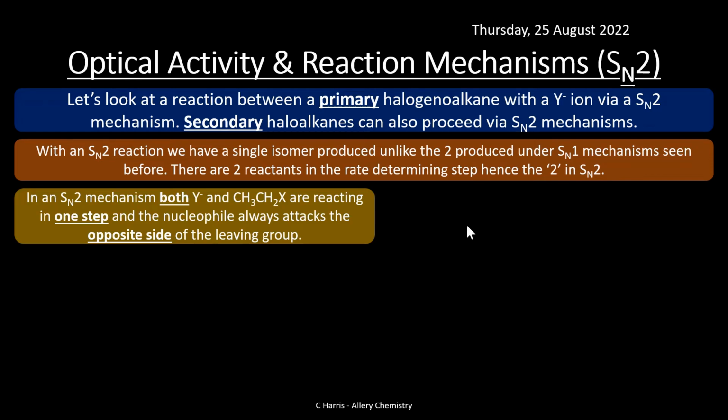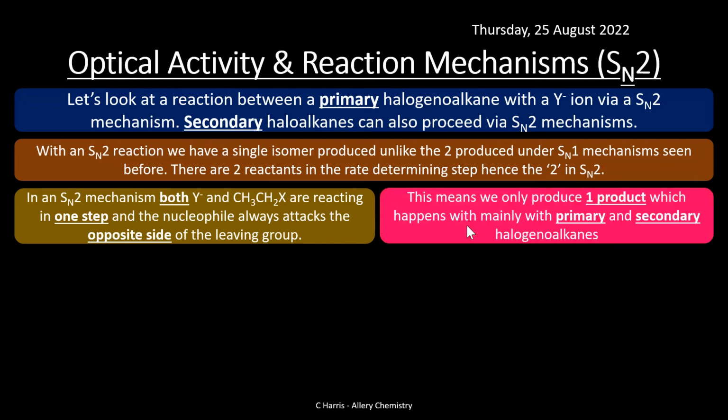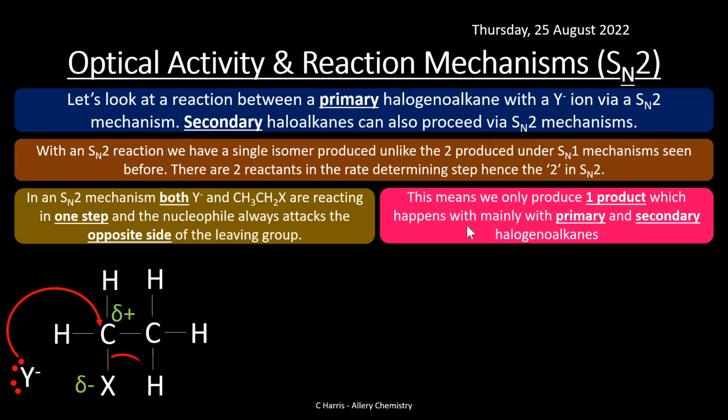In an SN2 mechanism, both the Y- and the CH3CH2X, the haloalkane, are reacting in one step. It's the first step, and the nucleophile always attacks the opposite side of the leaving group. This will all become clear when I show you the diagram. We only produce one product, and this happens mainly with primary and sometimes with secondary halogenoalkanes as well. So let's have a look at the reaction.